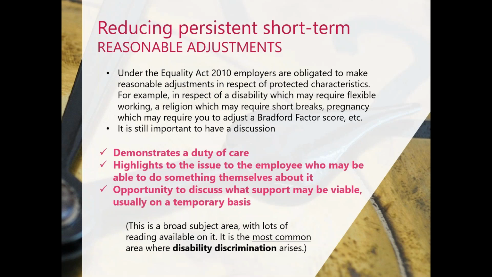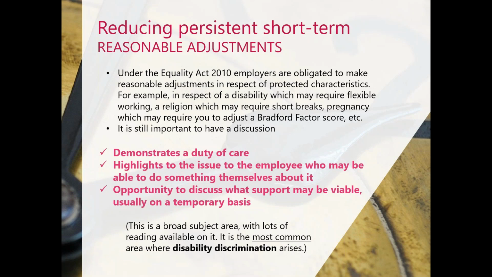And then I wanted to look at reasonable adjustments. This can also be a way of reducing persistent short-term absenteeism, and is more likely to be the one that you lean towards if you have uncovered an underlying health concern. And again, I'm generally focusing on health issues, but under the Equality Act, employers are obligated to make reasonable adjustments in respect of anybody who has a protected characteristic and who would be at a detriment compared to an employee without that characteristic as a result of your provisions, criteria or practices.